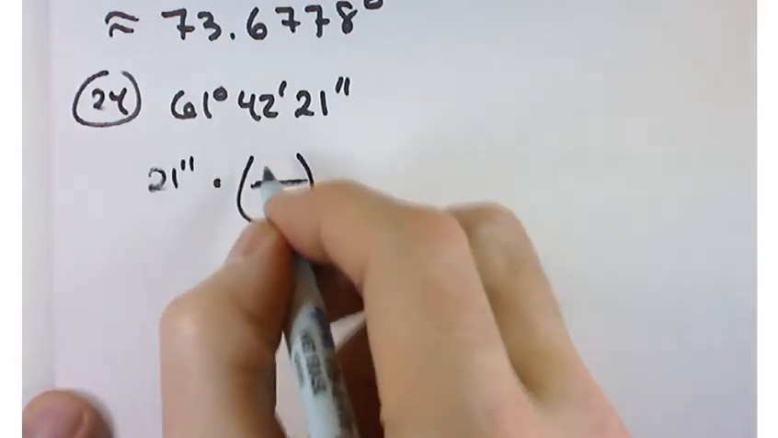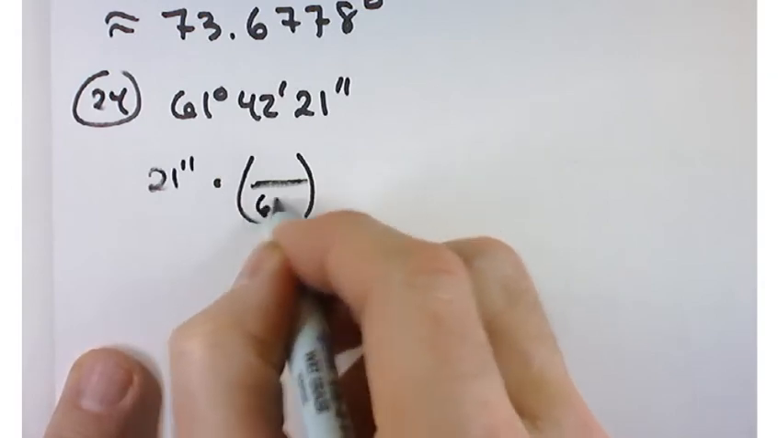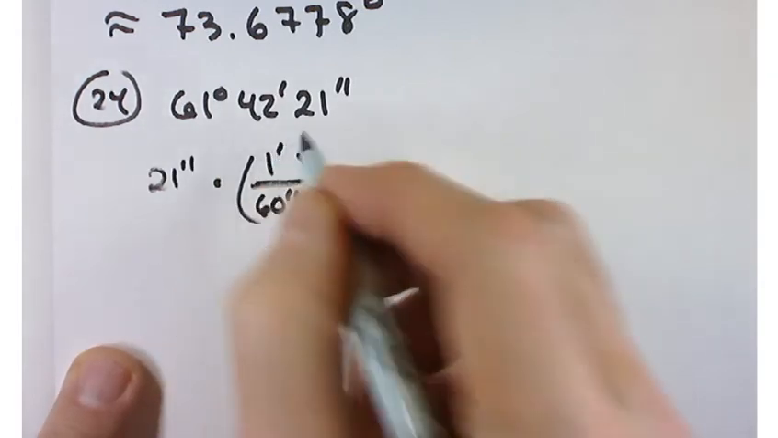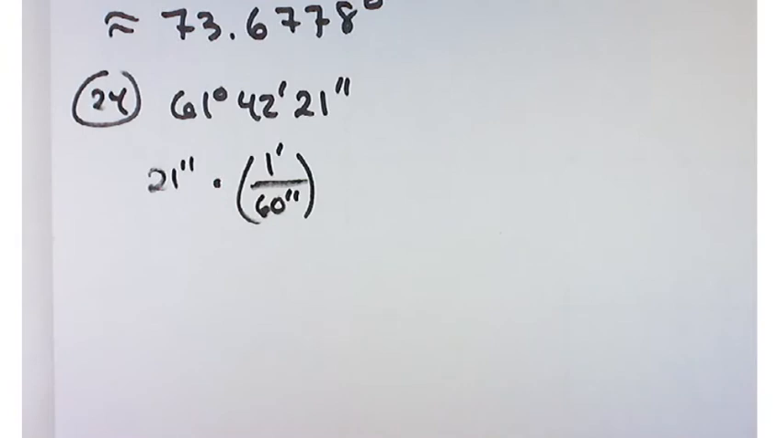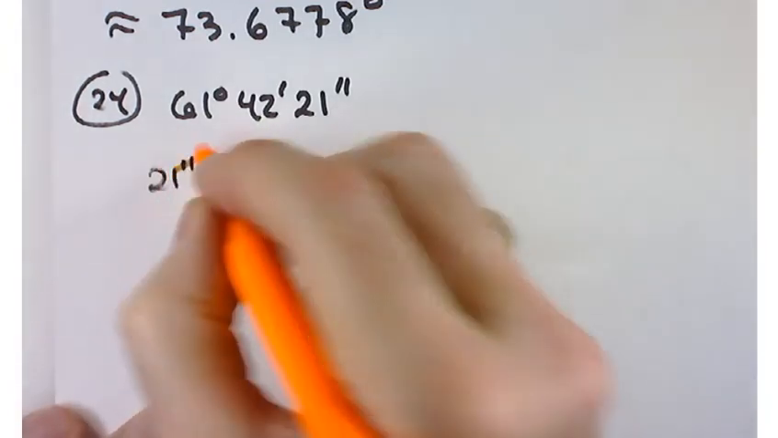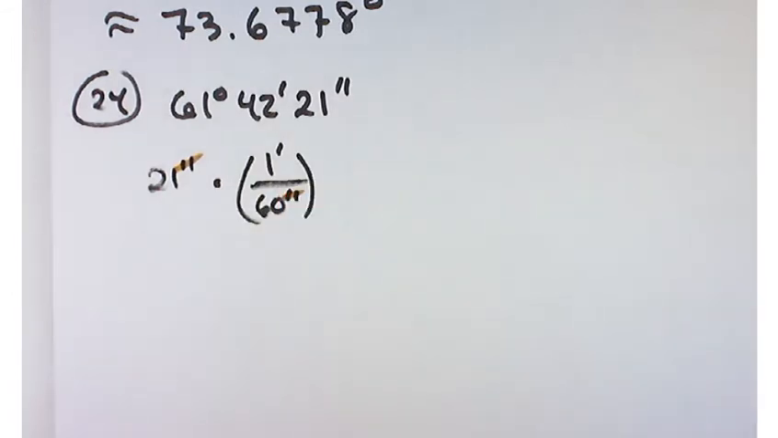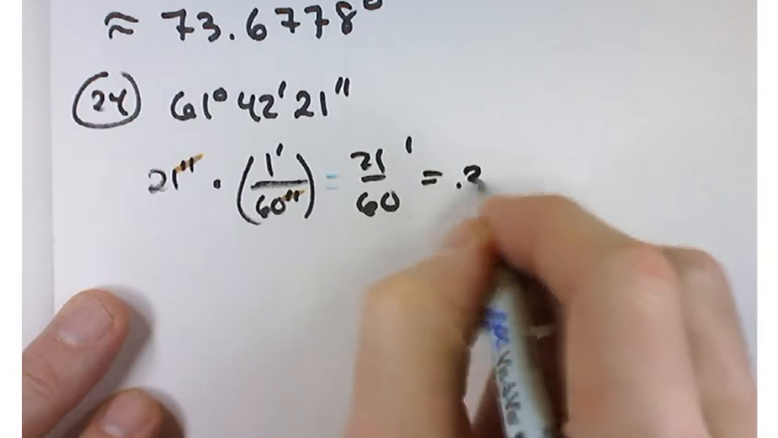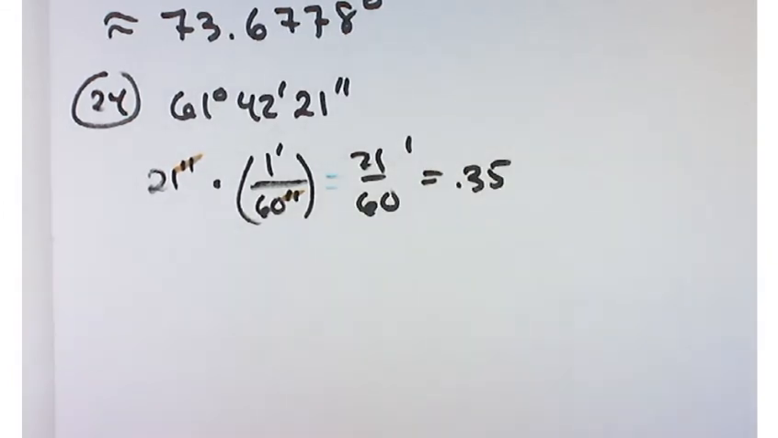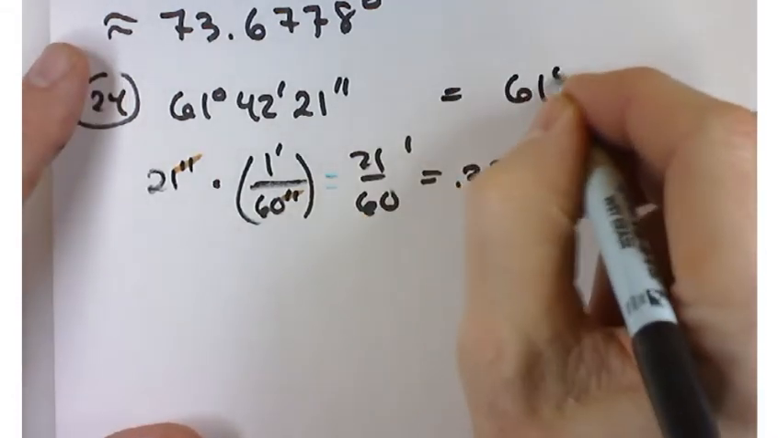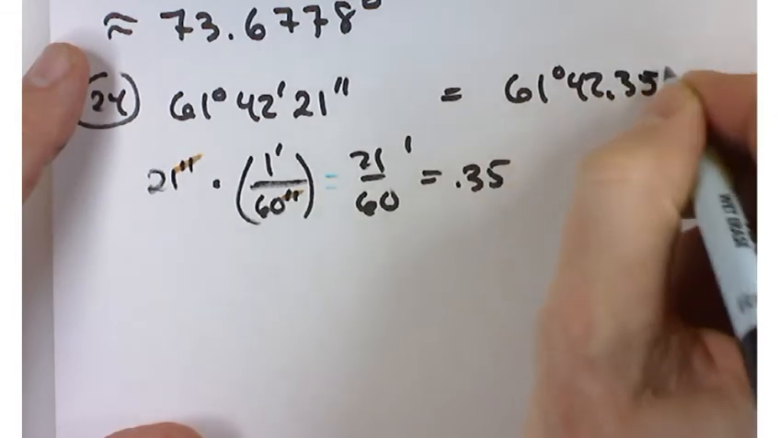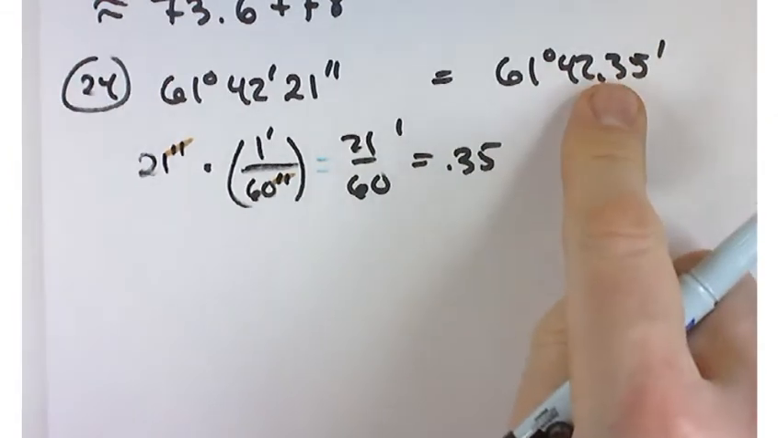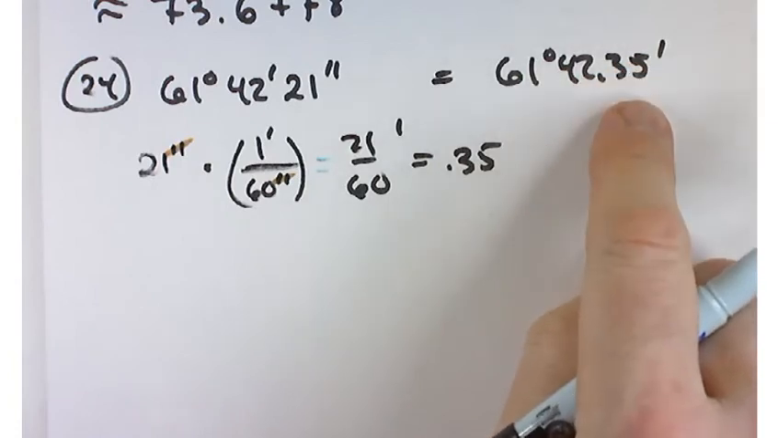Denominator. It sounded almost like a unanimous decision. All right, so the denominator. So it's 60 seconds in 1 minute. And the units that you want to cancel go in the denominator, so we can get rid of units of seconds. And I end up with 21 over 60. And those units are going to be minutes. If you did a decimal value, which in this case is nice and convenient, it's 0.35. So great. That means that we can rewrite this as 61 degrees, 42.35 minutes.